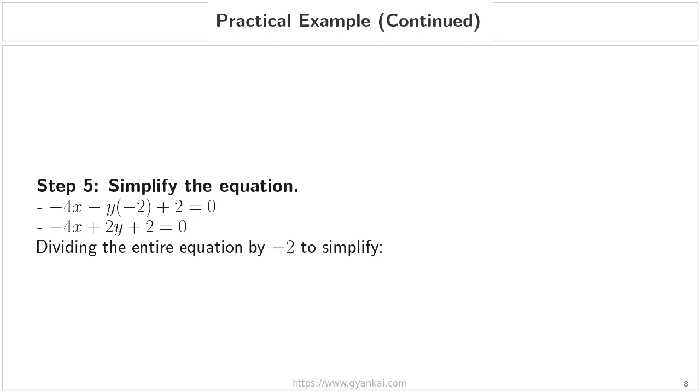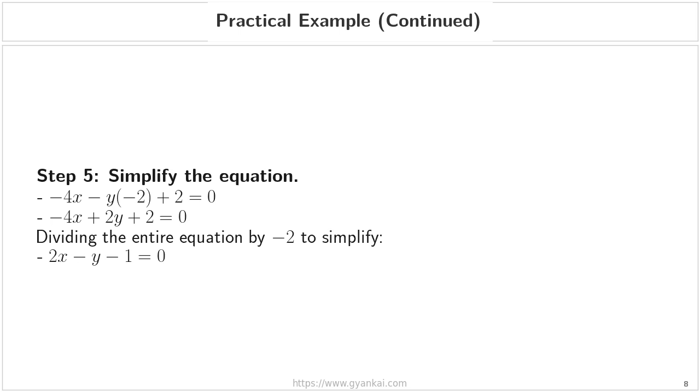While this is a valid linear equation, in mathematics, we always aim for the simplest version. To make this easier to work with, let's divide the entire equation by negative 2. Dividing negative 4x by negative 2 gives us 2x, dividing positive 2y by negative 2 gives us negative y, and dividing positive 2 by negative 2 leaves us with negative 1. So, our final simplified equation of the line is 2x minus y minus 1 equals 0.